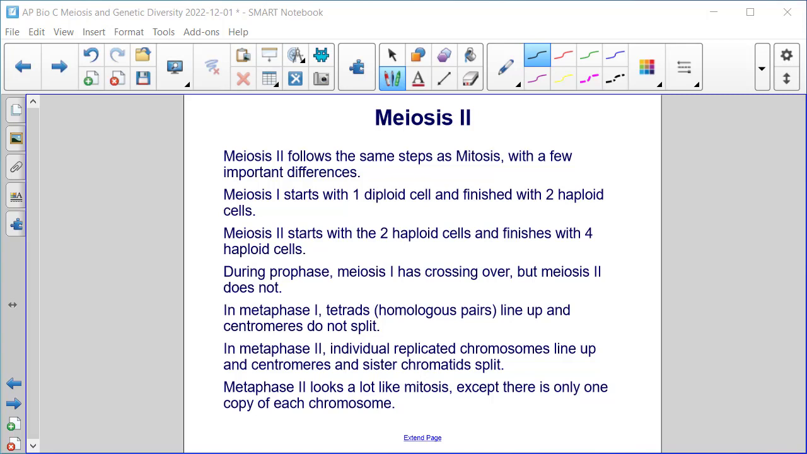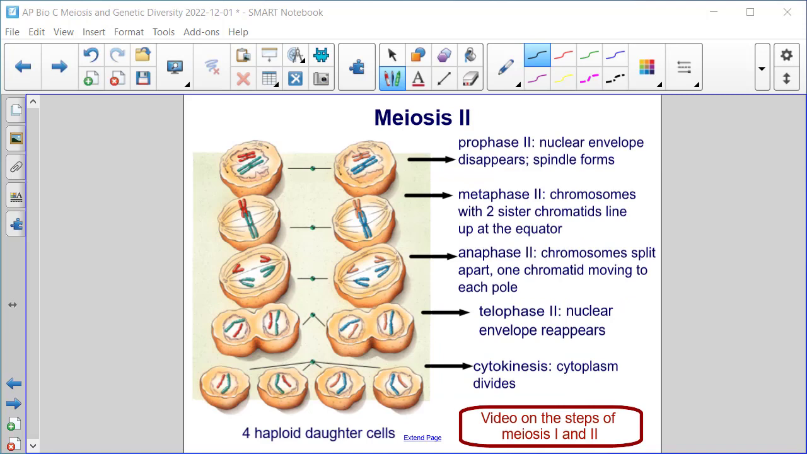In metaphase 1, tetrads or homologous pairs line up and centromeres do not split. In metaphase 2, individual replicated chromosomes line up and centromeres and sister chromatids split. Metaphase 2 looks a lot like mitosis, except there's only 1 copy of each chromosome. Here's a look at meiosis 2.